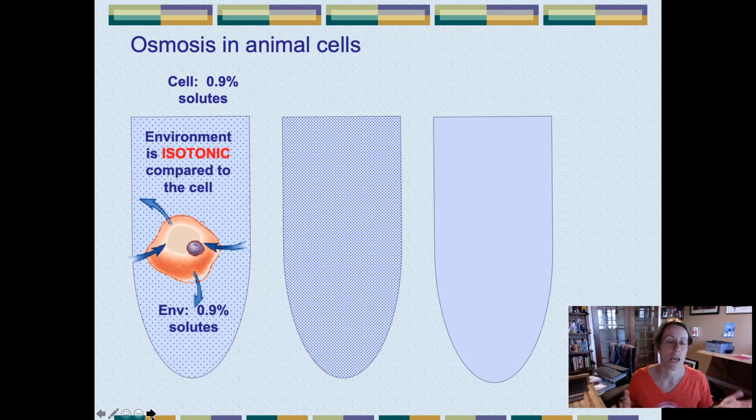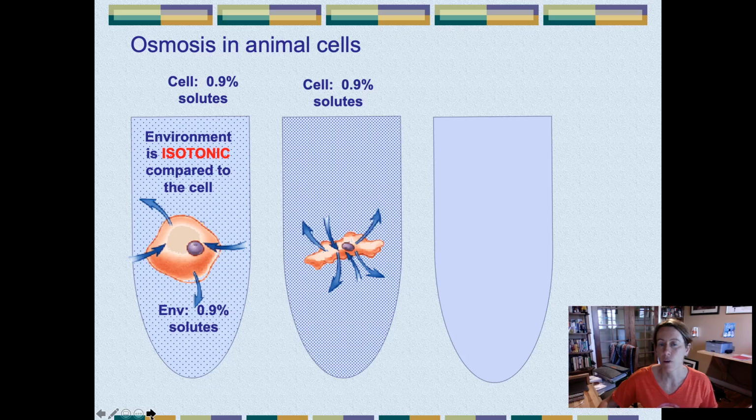In this situation, there's no overall movement of water. It's completely evenly balanced. All right, so let's move on to our next diagram. We're going to take another cell, which is 0.9% solute. So the cell starts off the same, 0.9%, and we're going to put it in an environment that is greater than 0.9. So let's say this environment is like 2%. So it's a higher concentration than the cell.